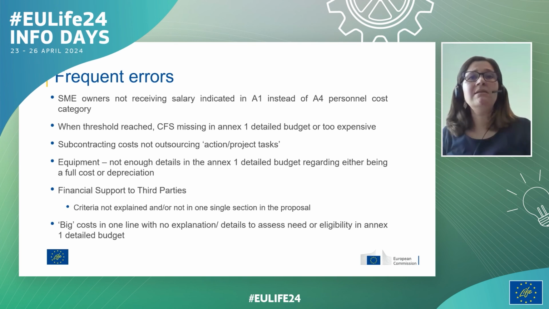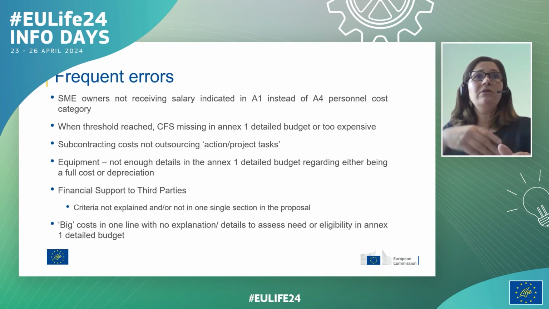For the equipment in the Annex 1 detailed budget, there is no indication if this is a full cost or a depreciation. If you have only option 1, depreciation, of course, it is obvious that everything is to be depreciated. But if you have option 2, either full cost or a list of the equipment, you need to indicate in Annex 1 if it's full cost or depreciated. For financial support to third parties, the criteria are not explained, sometimes not at all. Some of the criteria are not addressed at all, and it's all spread out in different sections of the proposal. So we would ask you to put this in one section, addressing all the criteria.